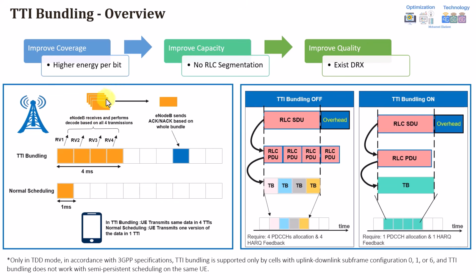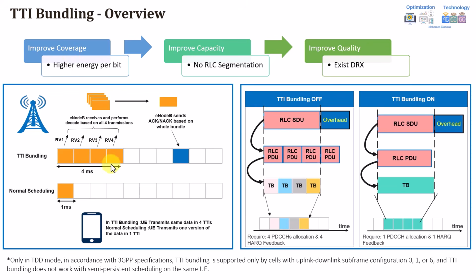This means you are improving your uplink coverage, because you have better decoding on the eNodeB side, because you are sending the same data in 4 consecutive TTIs with different redundancy versions. So this will improve the redundancy performance and will result in higher energy per bit. This can improve the uplink coverage by around 2 to 3 dB.